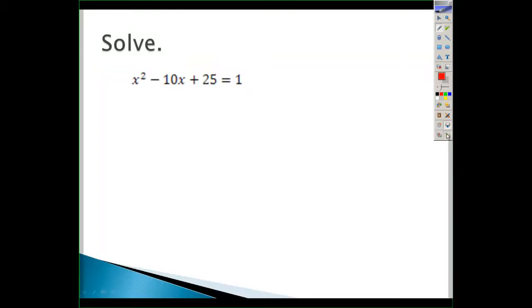Okay, now let's look at this one. Once again, we have a perfect trinomial square. We have a minus and a plus. I know this is going to be (x - 5) quantity squared. The square root of 25 is 5, the square root of x squared is x, and that's equal to 1.